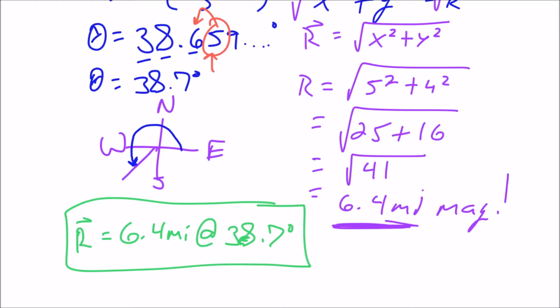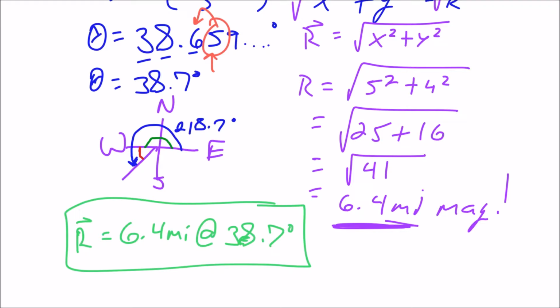So if we know that from here to here is 180 degrees, and we know that from here to here is 38.7 degrees, then all you have to do is add 180 plus the 38.7 degrees, and you would say that this angle here is 218.7 degrees, right?